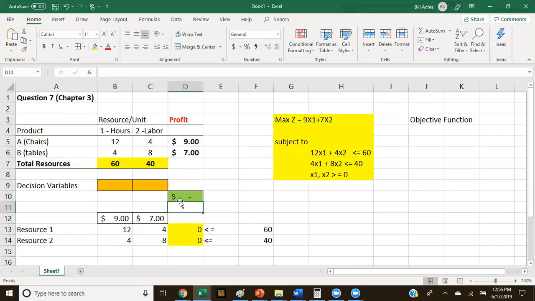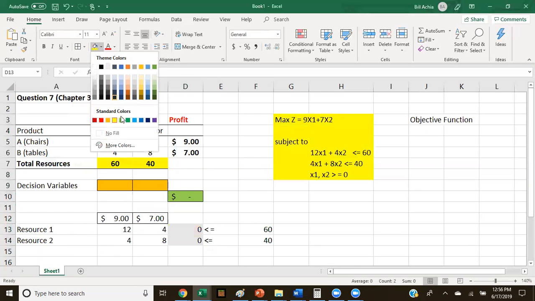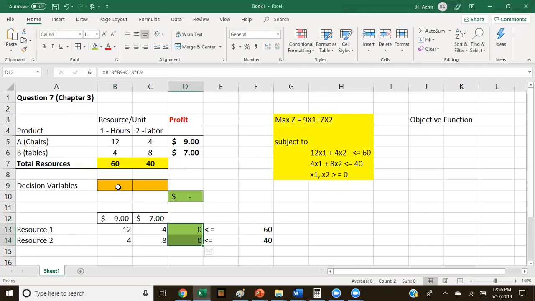So we have formulas. Let me put this in green just so that we see that that's a formula box. And the only thing that Solver has to plug in for us is to tell us, based on our constraints, how many chairs and tables should we make. And that's what we have in orange.